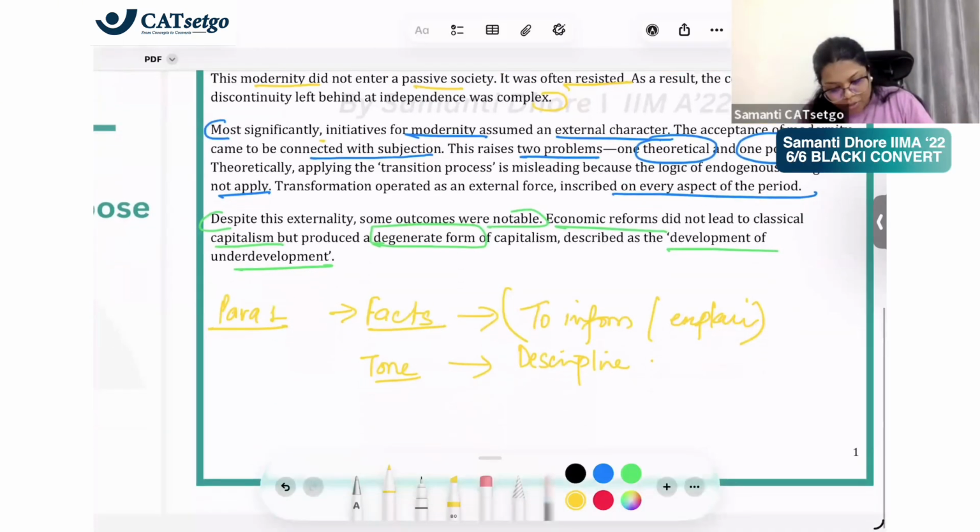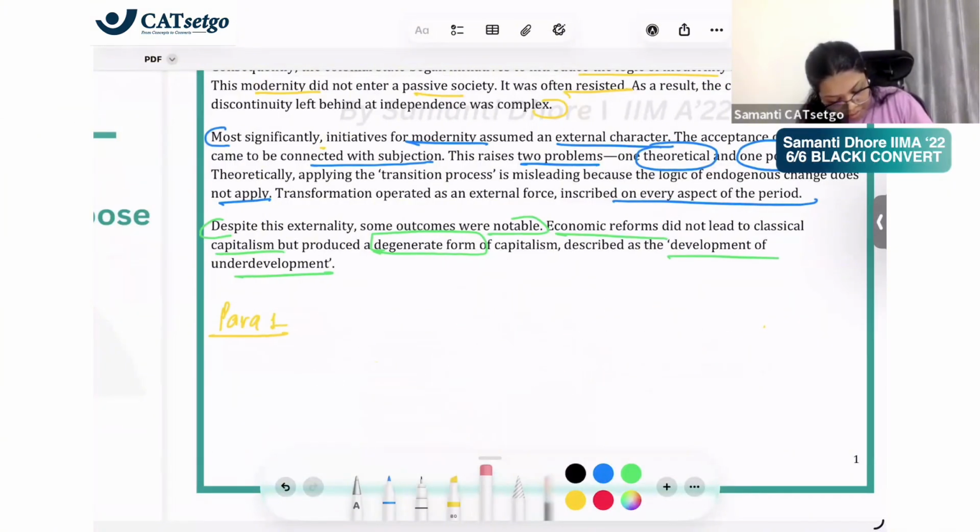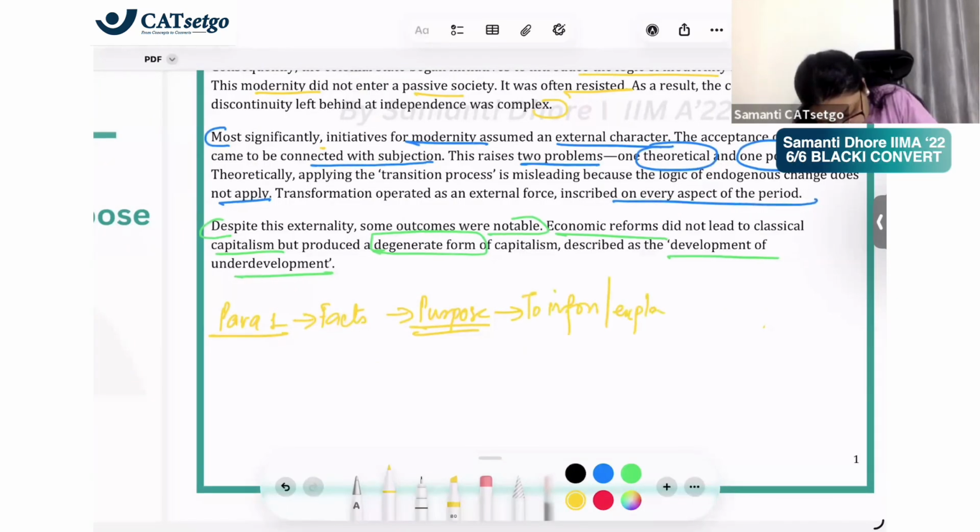Now let us move to para 2. In para 2, what is happening? Space is less, so I will write this in one line. Para 1 is all facts. What is the purpose? The purpose is to inform. And the tone is descriptive. Now tell me what is happening in para 2.